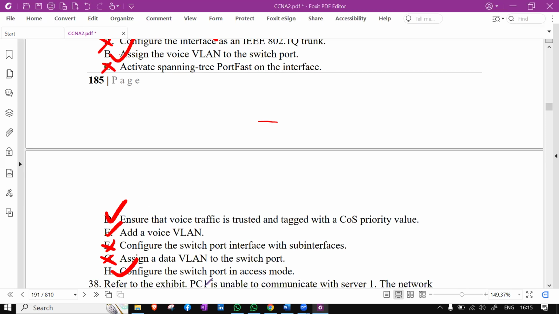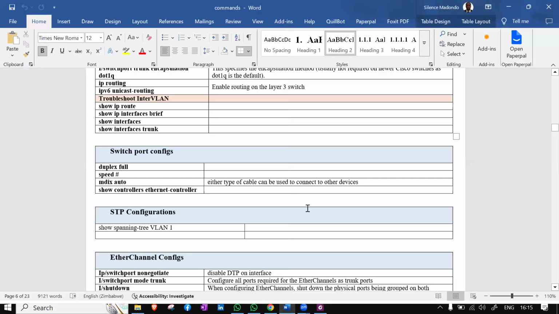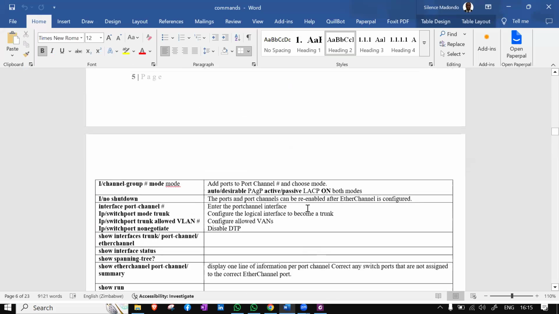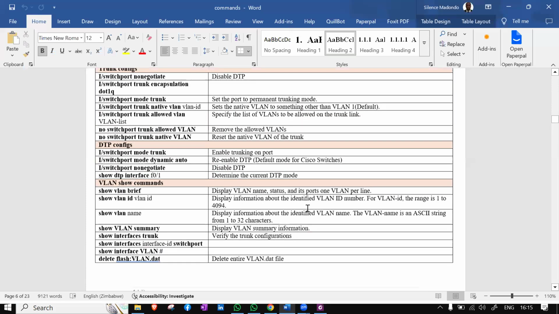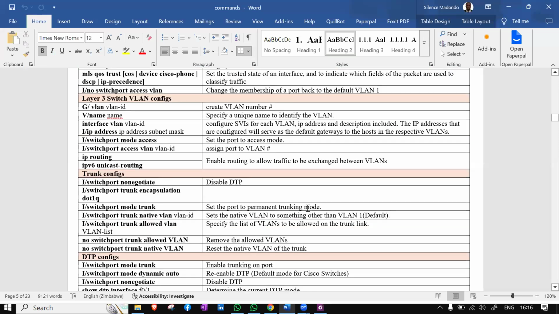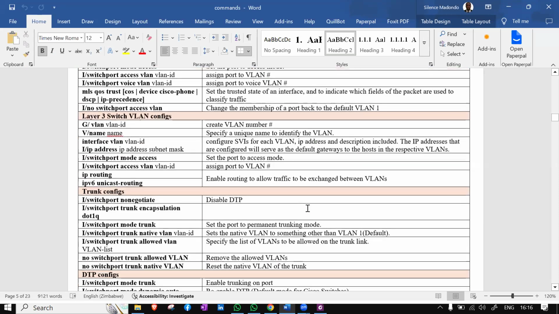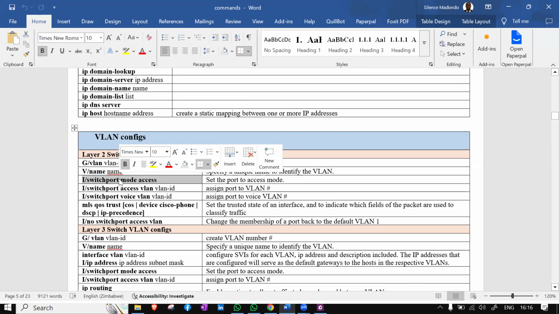Let me just check with my commands, I think we might need to refresh and remind ourselves. Let me just check what exactly we need to configure a voice VLAN. Right, so we definitely need to have access mode. I think that's one of the answers we had.